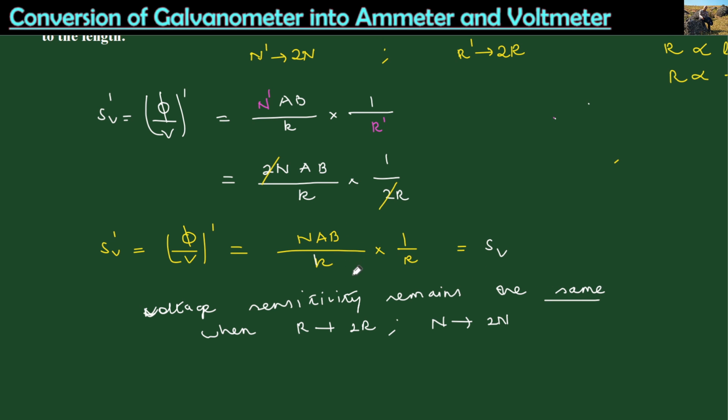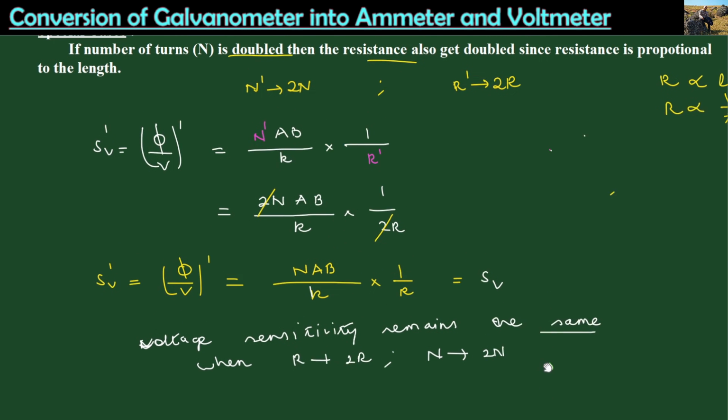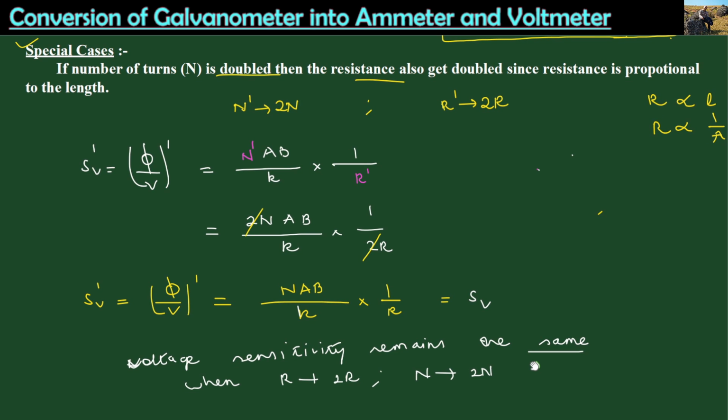So these are some of the relevant proofs pertaining to the special cases of the voltmeter. Just go through the important lecture right from the beginning so that you will understand the concept.